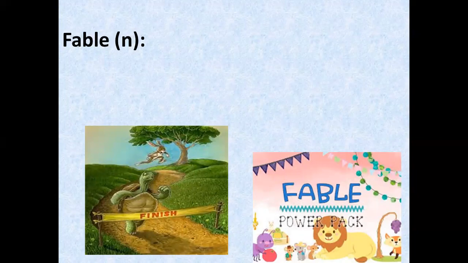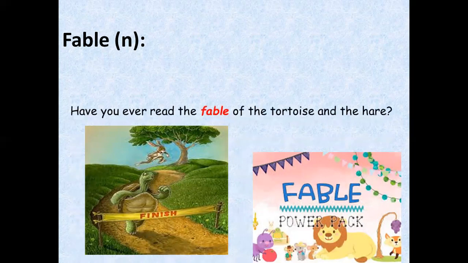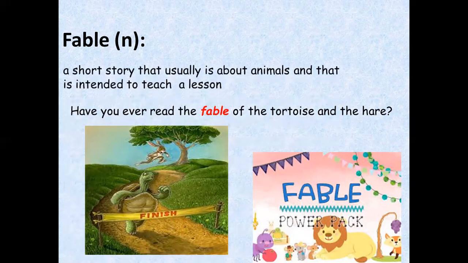Fable is a noun. We all know the fable or story of the hare or the rabbit and the turtle. The rabbit is known to be much faster than the turtle, but at the end, the rabbit loses because he underestimates his opponent. The turtle taught us a lesson not to underestimate anyone, regardless his or her looks or abilities. Have you ever read the fable of the tortoise and the hare? A fable is a short story that usually is about animals and that is intended to teach a lesson.